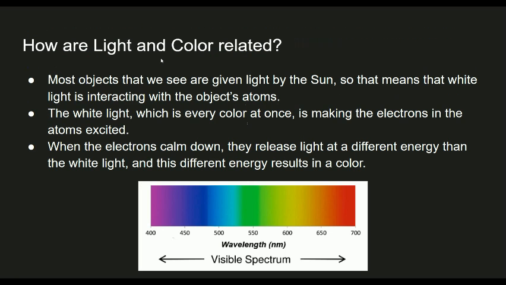So how are light and color related? Well, most objects that we see are given light by the sun, and we all know generally light from the sun is white. That means that the light from the sun is every possible color at once. So that is what is interacting with the object's atoms. This white light, which is every color at once, is making the electrons in the atoms excited. And once they calm down, they release light at a different energy than the white light. And this different energy results in a color, as shown here.